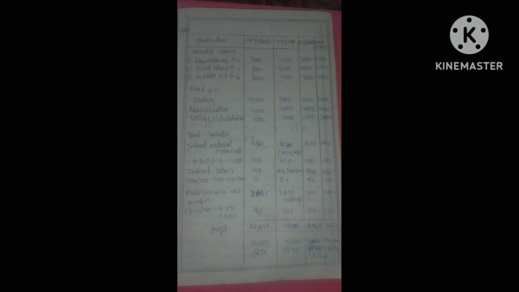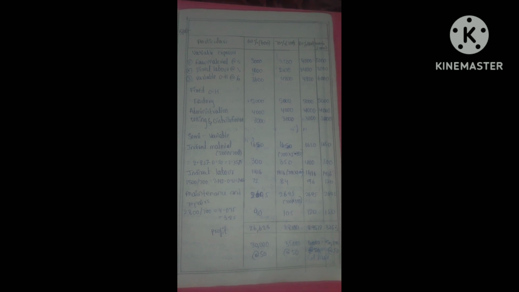Now we have to calculate maintenance and repairs. So divide the value with 700. Maintenance and repairs value is 2800. So while dividing with 700 we will get 4. So subtract it with the maintenance and repairs rupees value, that is 0.15. So we will get 3.85. So now calculate 3.85 with 700. So we will get 2.695. That is 2695 we will get the value.